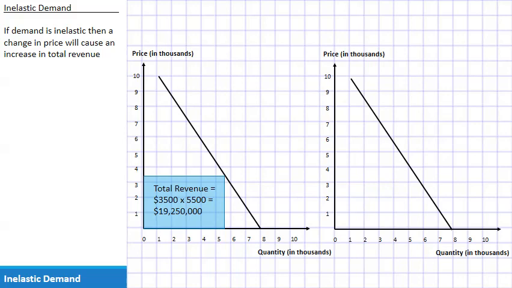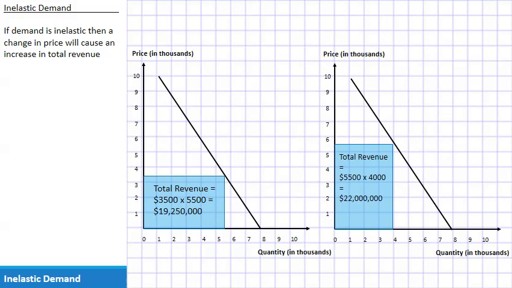Now when we look at the other one, if we increase price here, notice what our inelastic demand says. We should see an increase in total revenue. So total revenue is equal to $5,500 times 4,000 equals 22 million. Notice if a demand is inelastic, an increase in price will reduce quantity demanded, but it will still increase total revenues. So in some situations, companies can increase prices and still increase total revenue.